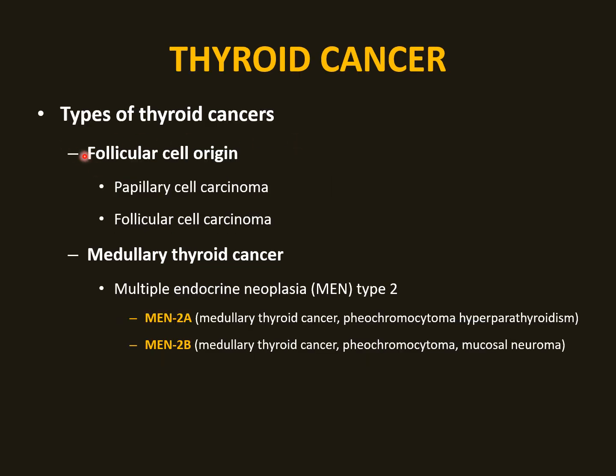Types of thyroid cancer: follicular cell origin, papillary carcinoma, and follicular carcinoma. Medullary thyroid cancer can be associated with multiple endocrine neoplasia type 2. We have MEN 2A and MEN 2B. In MEN 2A, you will have medullary thyroid cancer, pheochromocytoma, and hyperparathyroidism. MEN 2B is the same, except instead of hyperparathyroidism, you will have mucosal neuroma.